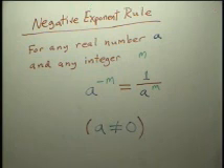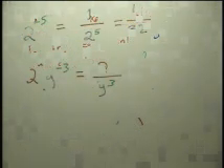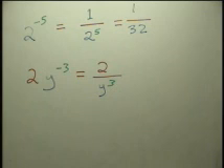The negative exponent rule. For any real number a and any integer m, a raised to the negative m power is equal to 1 over a to the positive m power. Of course, a must be non-zero so that we do not have a zero denominator. Here are a couple more examples involving negative exponents.